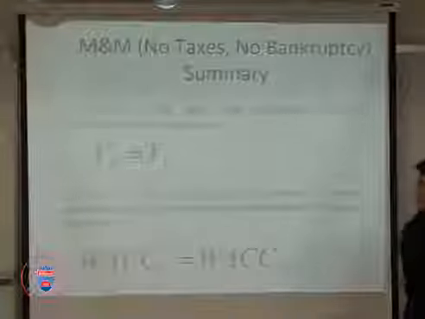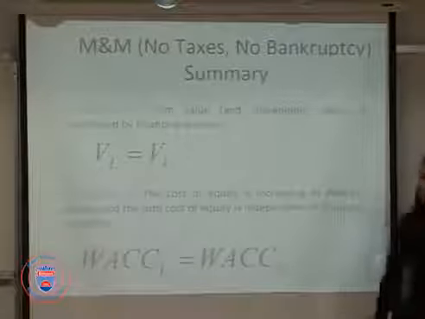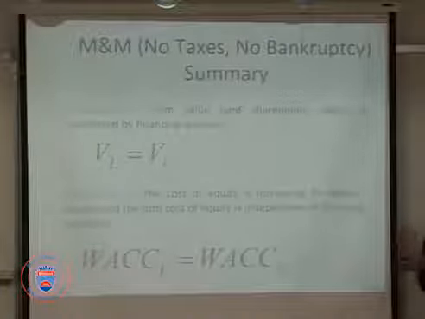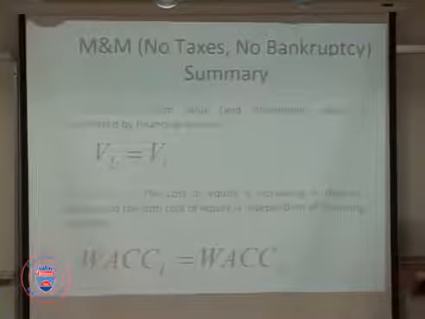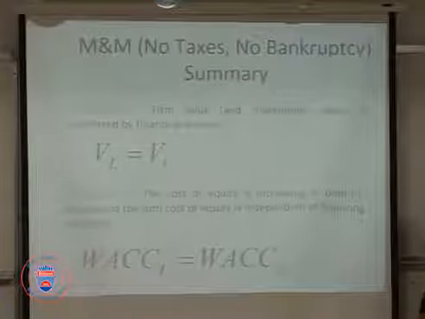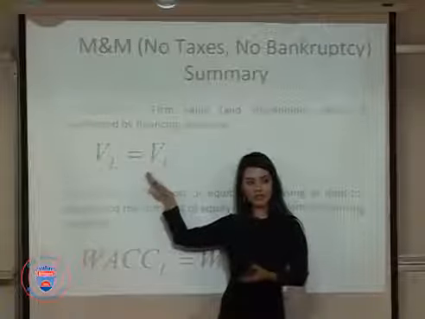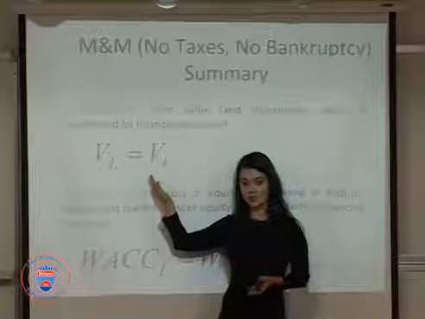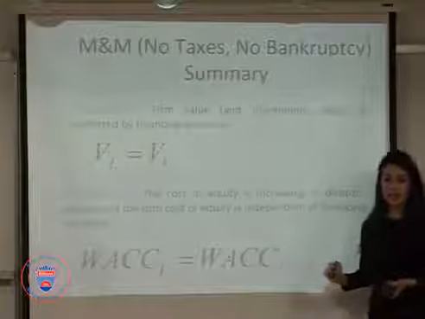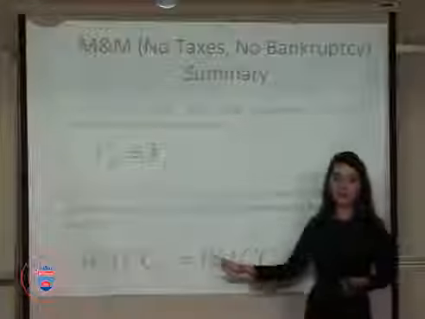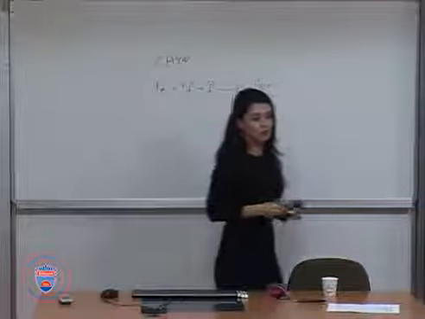Okay, finally, we're done with the basic case. In the Modigliani-Miller, where there are no taxes and no bankruptcy, we have two propositions. One, you cannot change the value of the firm by changing capital structure. And proposition 2 says you cannot change weight.